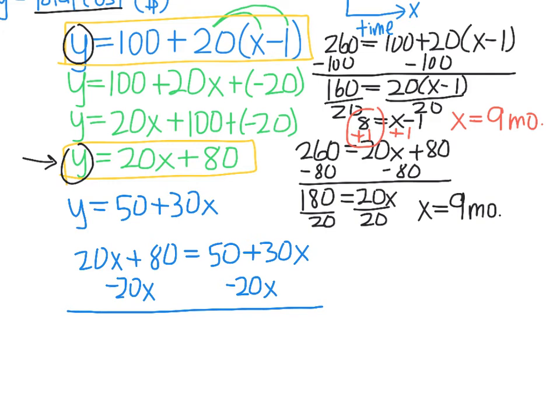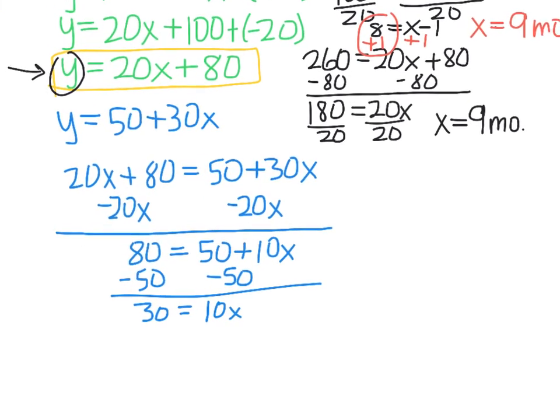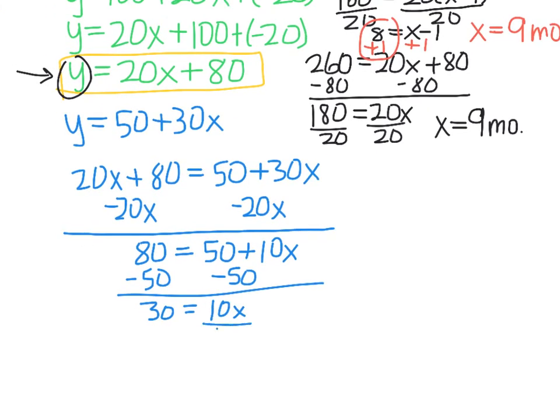So on the left-hand side, I'm only left with 80. On the right-hand side, I'm left with 50 plus 10x. Well, since the x's are on the right, I subtract 50 now. So 30 equals 10x. And then to solve, I divide both sides by 10. So it looks like at 3 months, you will have spent the same amount at each gym.